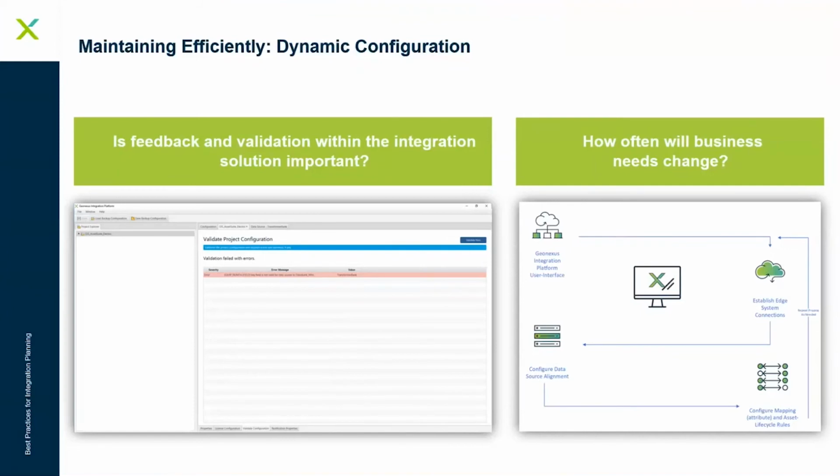Asset swap out scenarios, for rotating assets. So there's all sorts of business needs that change really on a daily basis, but definitely monthly. And so how dynamic is that implementation strategy that you've chosen to go with?